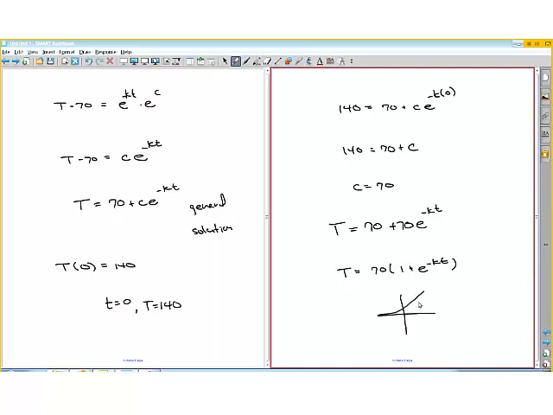When t goes to infinity, well, actually this function looks like this. And when t goes to infinity, that term goes to 0. And you have just 70, which is your final temperature. Okay, so that's it.